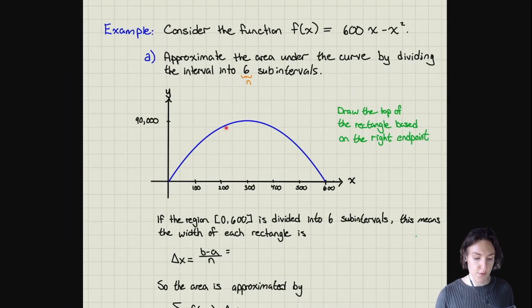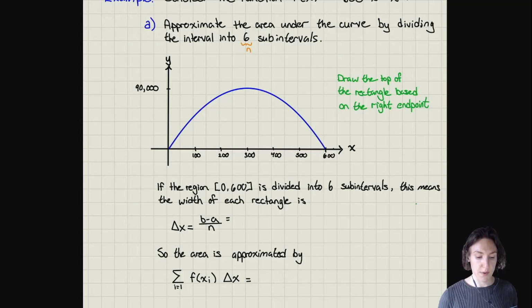Okay, so say we have this function. It turns out that this function, 600x minus x squared, is actually going to be symmetric, so it wouldn't matter if we did the left or right endpoint. So we're just going to pick the right one. What we want to do is split this up into 6 subintervals and approximate the area. And afterward, we'll split it up into 12, approximate the area, and see what we get.